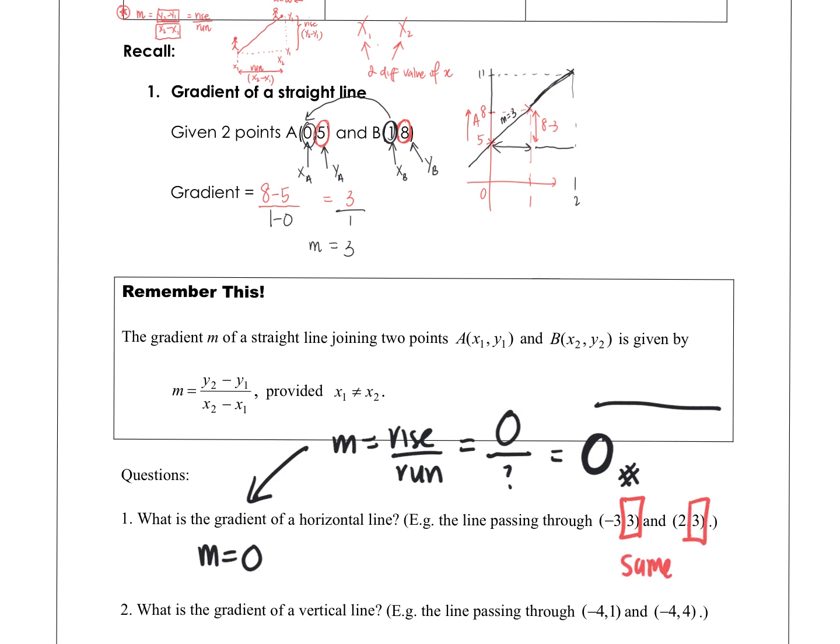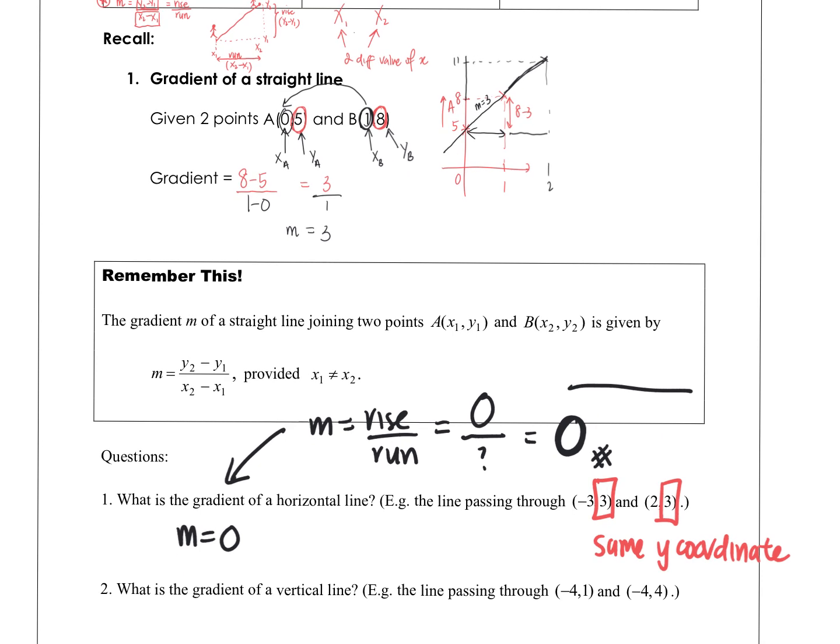Same y coordinate. The moment you see that the y coordinate never changes, you know that it will not rise up at all. So for example, this point, minus 3, 3, and this point, 2, 3. It's horizontal. They will not go up in any way.